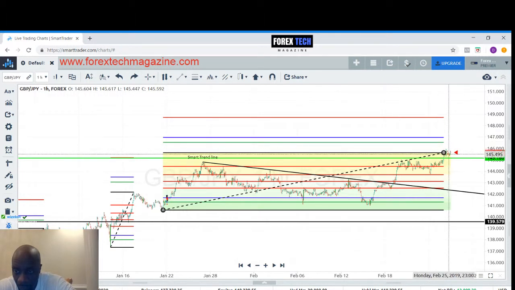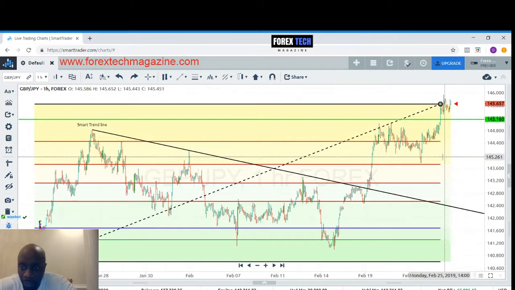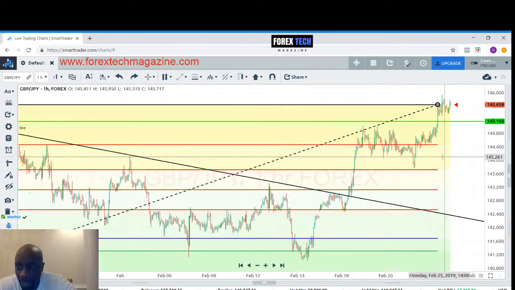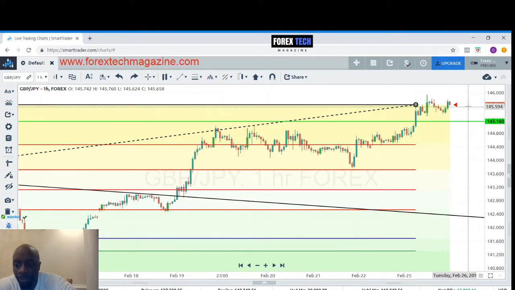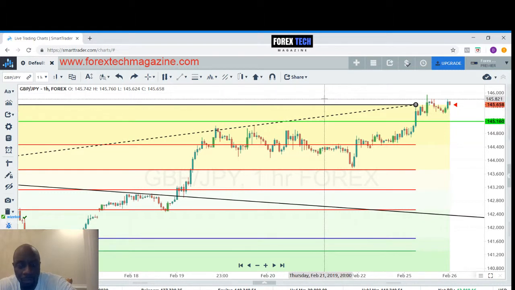Right? And now what we're doing for this particular pair is looking for the C, so kind of expect a pullback before a push up, and it may be that this right here, and I never like counting these as a pullback because it's so shallow. I just think it's probably gonna land in the red before it makes its move to its D extension. So I'd be cautious with trading that right now.